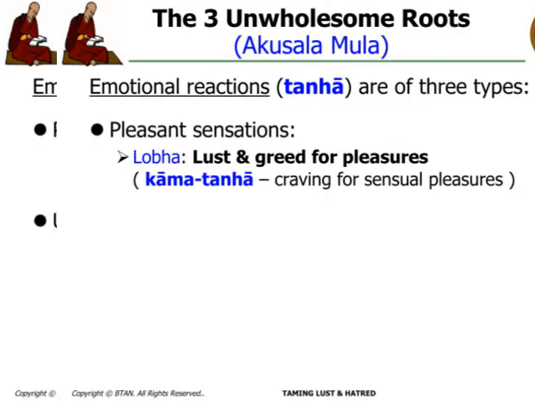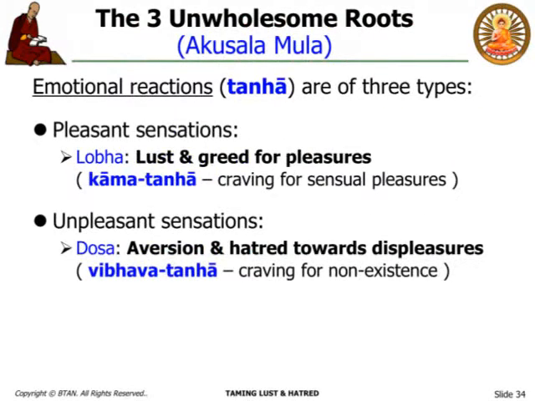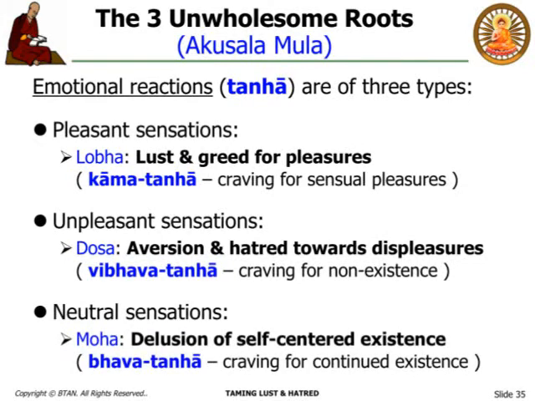Unpleasant experience leads to dosa. This is avoiding it or getting rid of it. If you can't get rid of it, you begin to hate it. Right? So aversion and hatred towards displeasures. This is called vibhava tanha, and it's craving for non-existence. Bhava basically means existence, being. Right? And V in front of it makes it the opposite. Non-existence. So craving for non-existence, vibhava tanha. And the third type, neutral sensation, leads to moha.